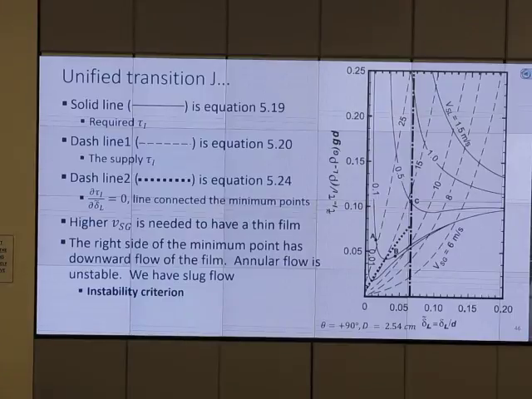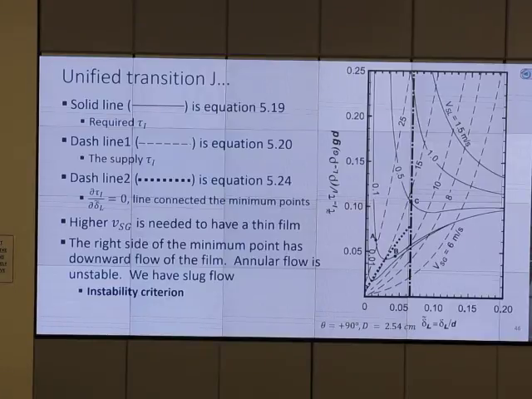The most important thing. Okay, now I would like to present to you the unified model for annular flow. You may wonder, hey, what about our transition J? Transition J works for vertical pipe, upward vertical flow. And in the horizontal flow, we use transition B, right?